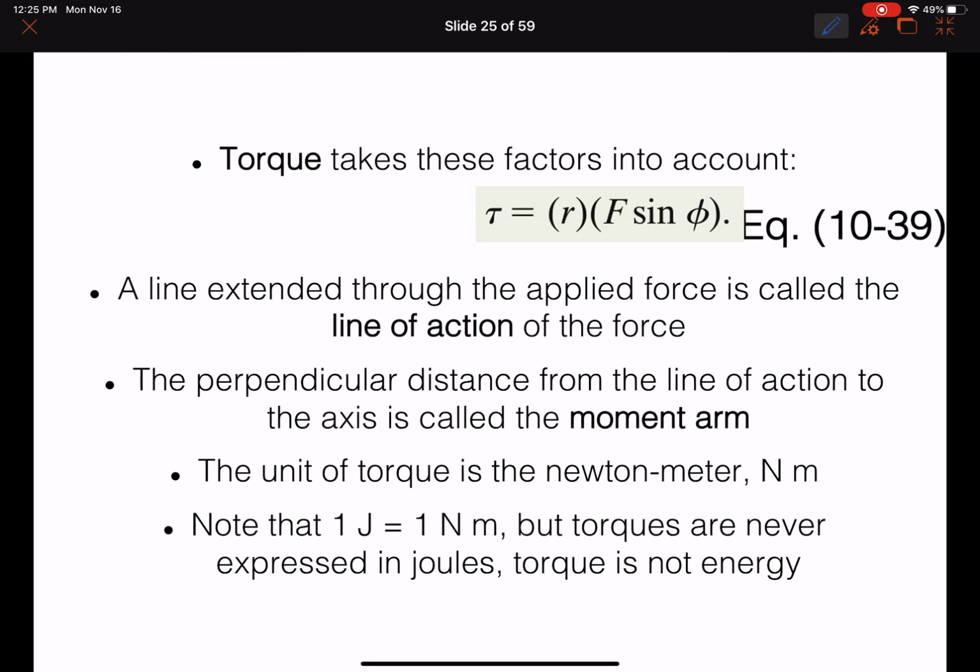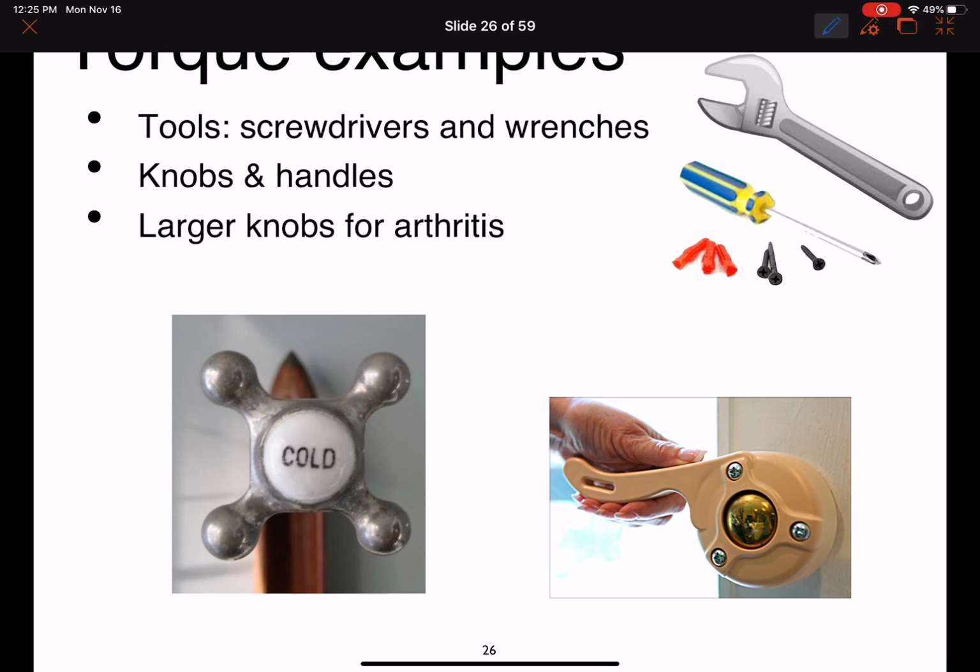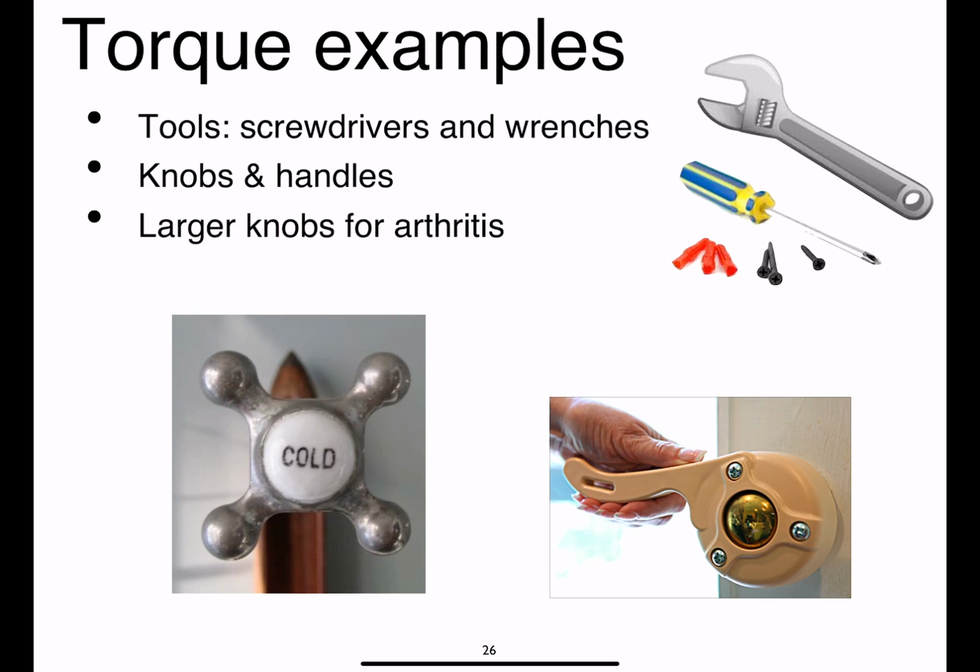The unit, you can write that as meters times newtons. So door handles. For arthritis, they use doorknobs like this because of what this is doing. This is r, your moment arm, the force.